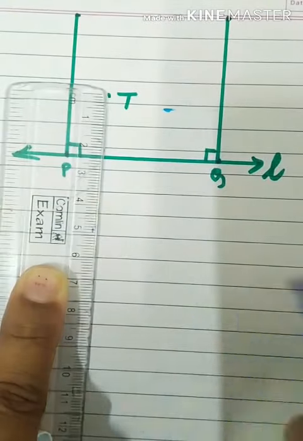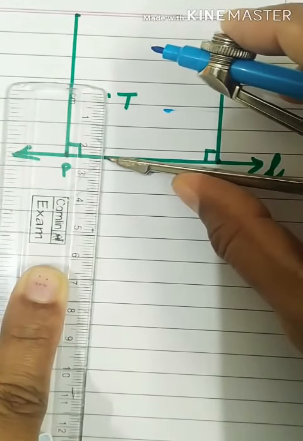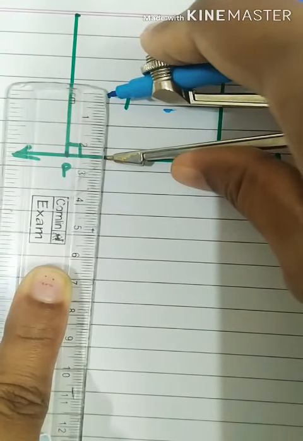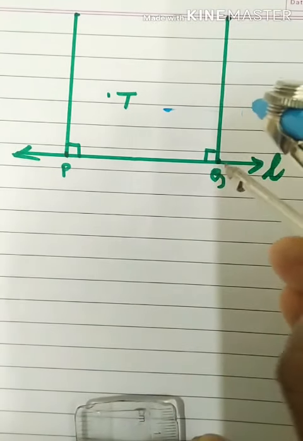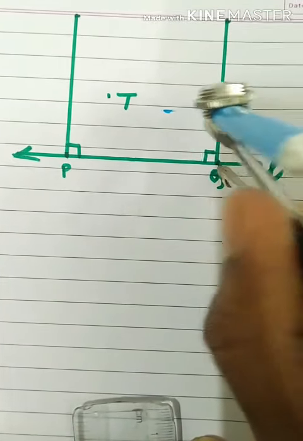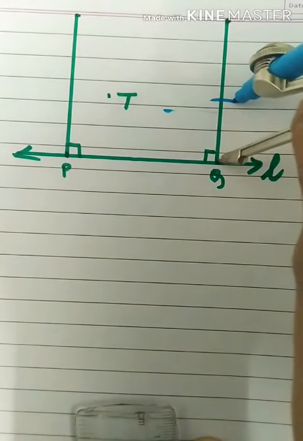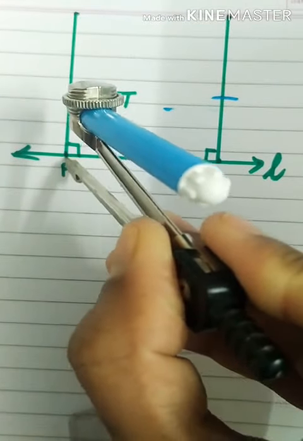Same 2.2 I will measure on my compass, from here till here. Now I'll take the compass, keep it exactly on point Q, and draw an arc. Similarly, keep the compass at point P, draw an arc.